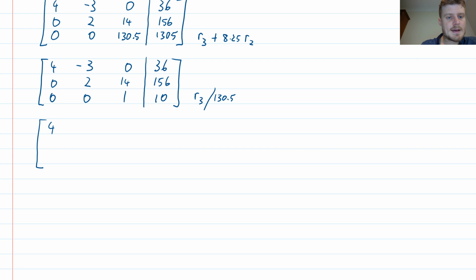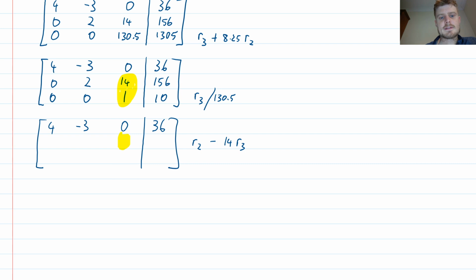So let's go ahead and do that. So that's 4 minus 3, 0, just keeping the first one the same. Then the second one, this update step here, I'm going to start with R2, and then subtract 14 times R3. Why am I subtracting 14 times R3? Because I'm looking at these numbers and I need to get a 0 in the highlighted cell. I can get a 0 in the highlighted cell by subtracting 14 times R3. So let's go ahead and do that.